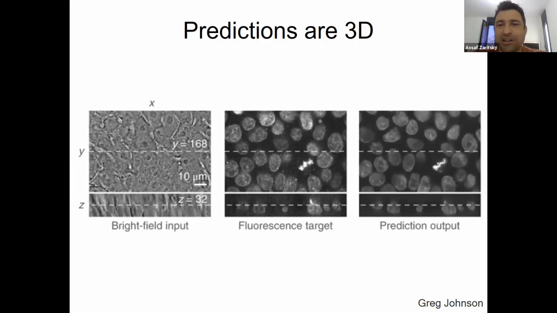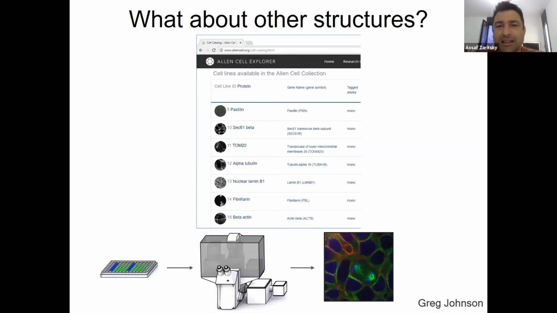You can do the prediction in 3D, which is cool. Nicely, they have a library of many structures. This is from their cell catalog, so you can buy these cells with different organelles tagged within them and image them. I think they have even 30 cell lines now, but they have 19 big data sets that you can play with.